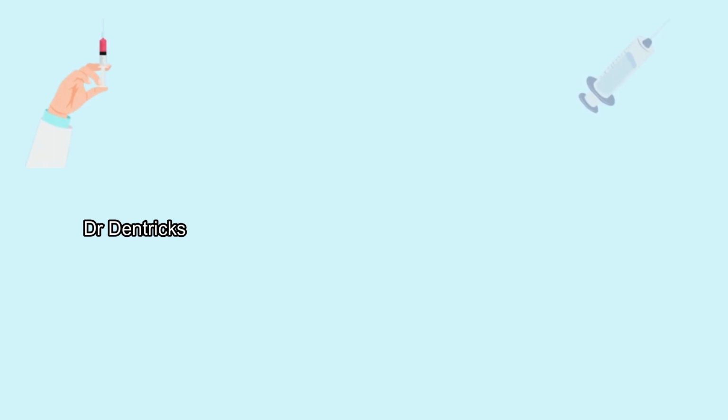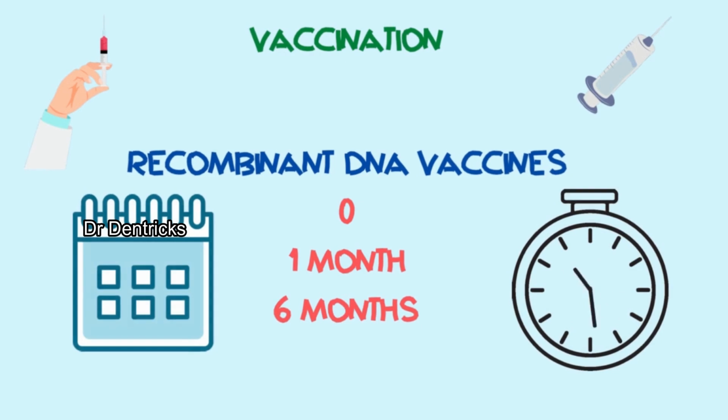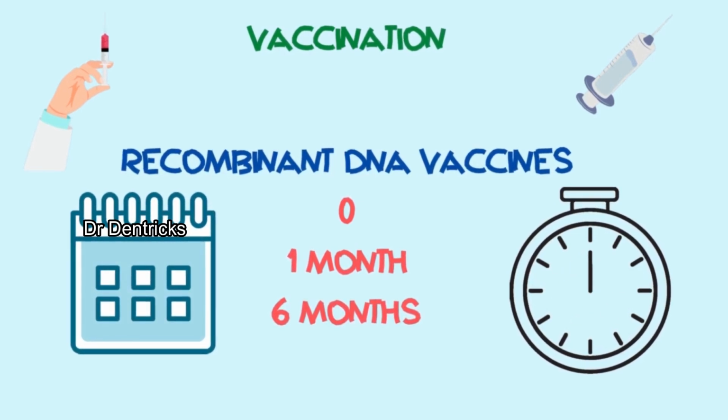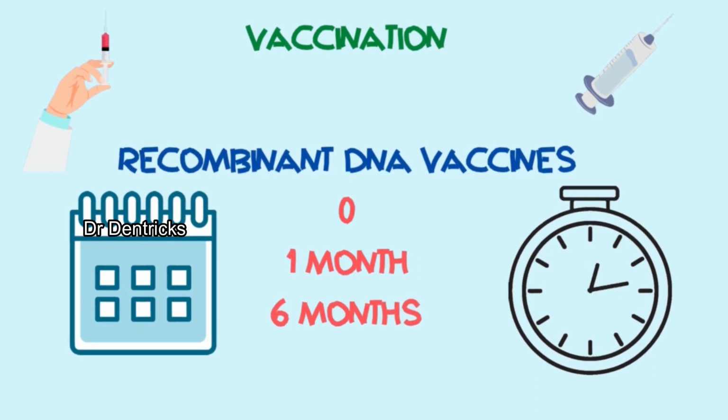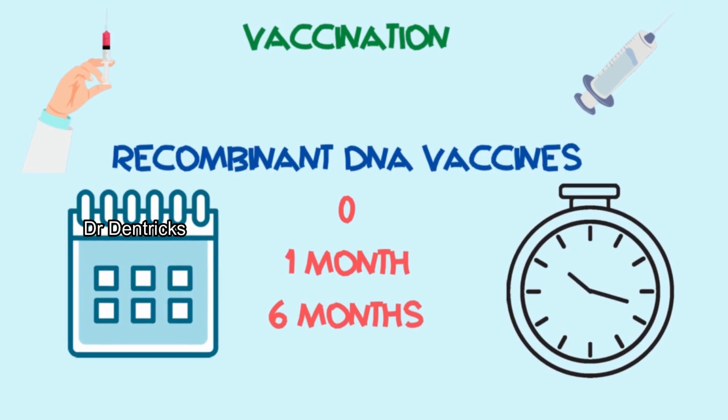This viral infection can be prevented by vaccination, which can be taken in 3 doses. The first on day 1, the second dose after 1 month, and the third after 6 months. The hepatitis vaccine is produced by recombinant DNA technology.